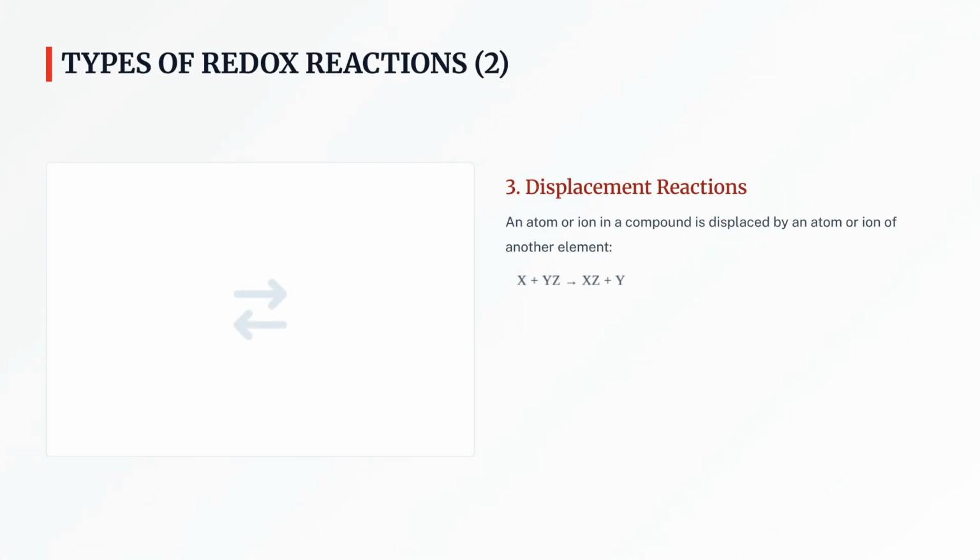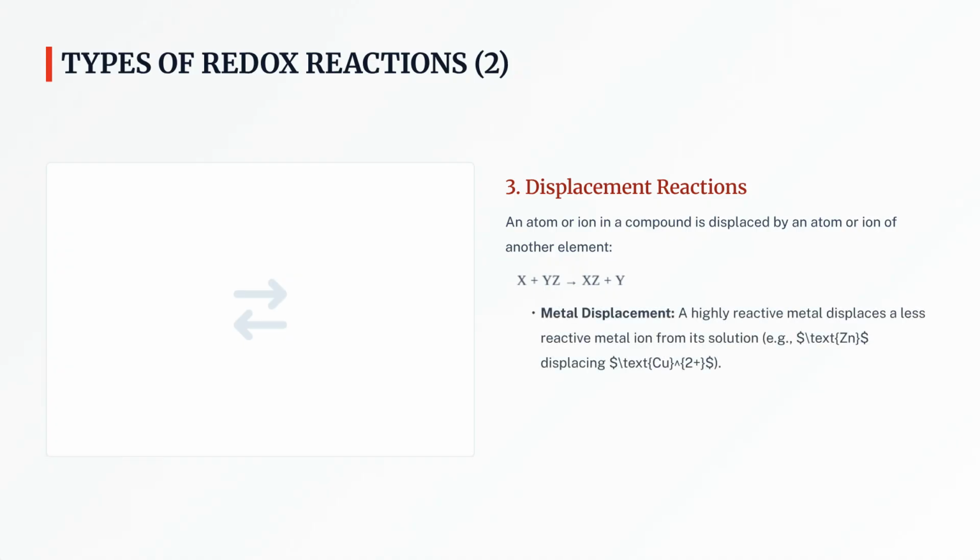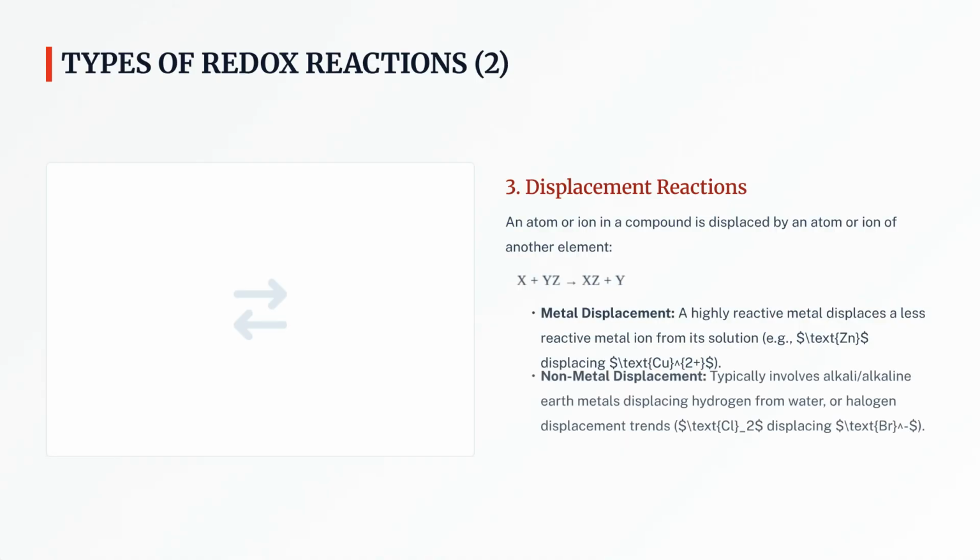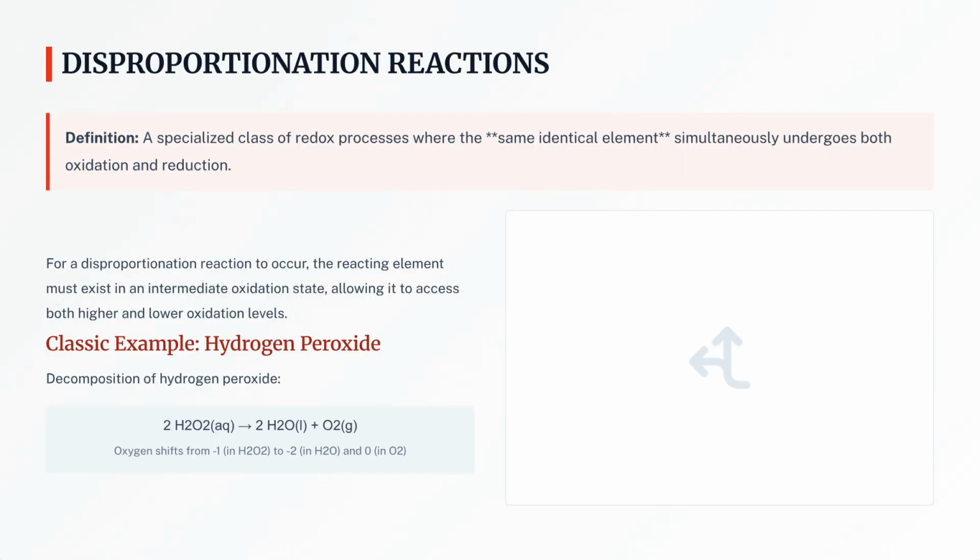Displacement reactions involve one element replacing another in a compound. This includes both metal displacement, where a reactive metal replaces a less reactive ion, and nonmetal displacement. Disproportionation is a specialized redox process where the same element is simultaneously oxidized and reduced. Hydrogen peroxide decomposition is a classic example of this phenomenon.